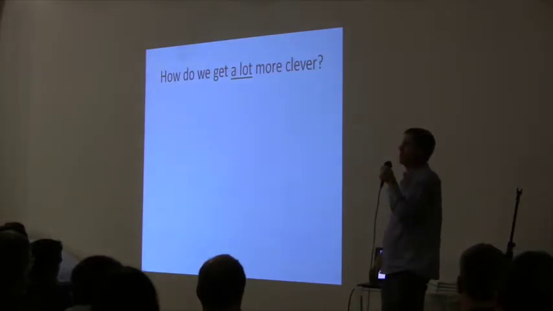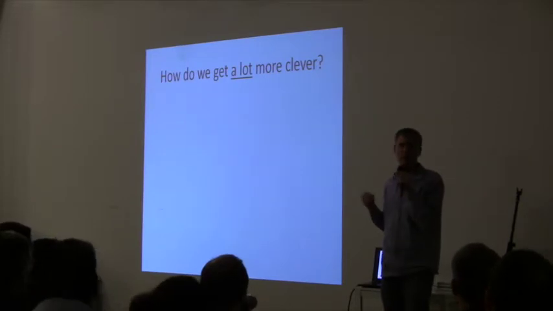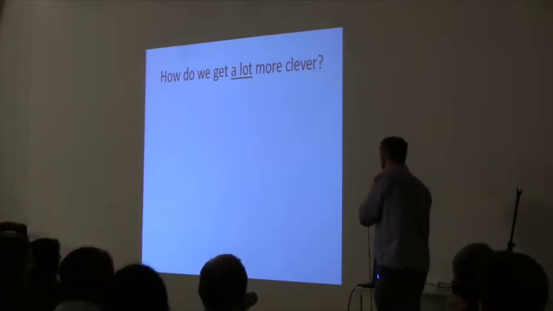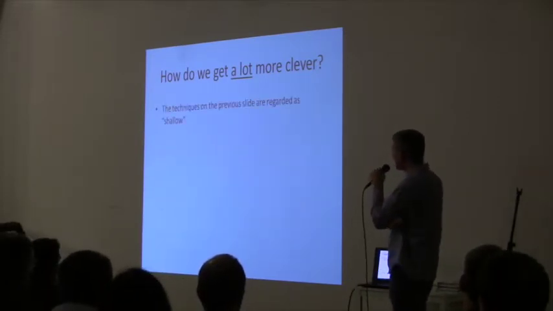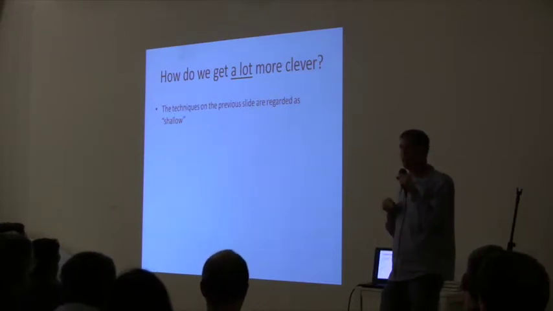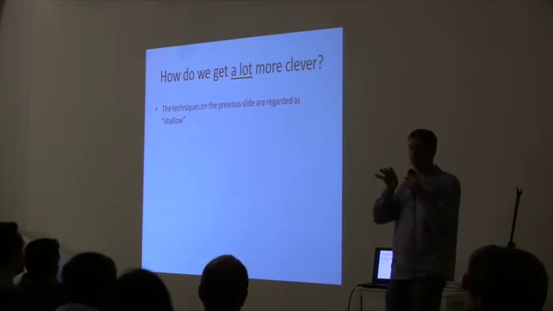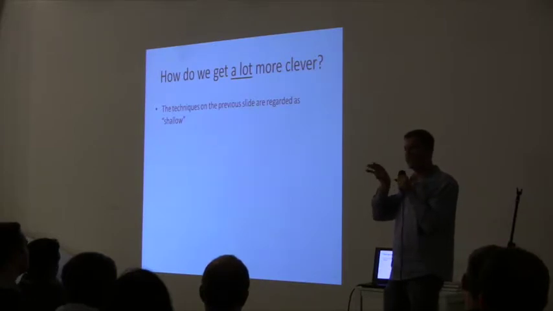How do we get a lot more clever? I've shown you some really easy tricks. How can we get a lot more clever than that? The techniques that I showed you on the previous slide are known as shallow techniques, shallow processing. All they do is refer to how the text looks on the surface, how the words appear in the letters.